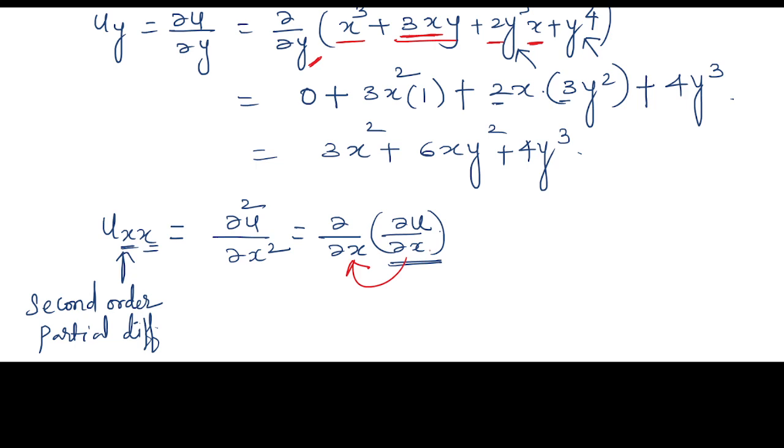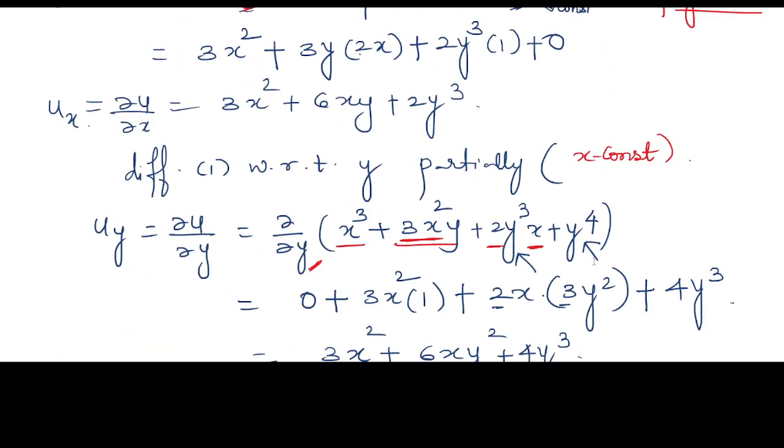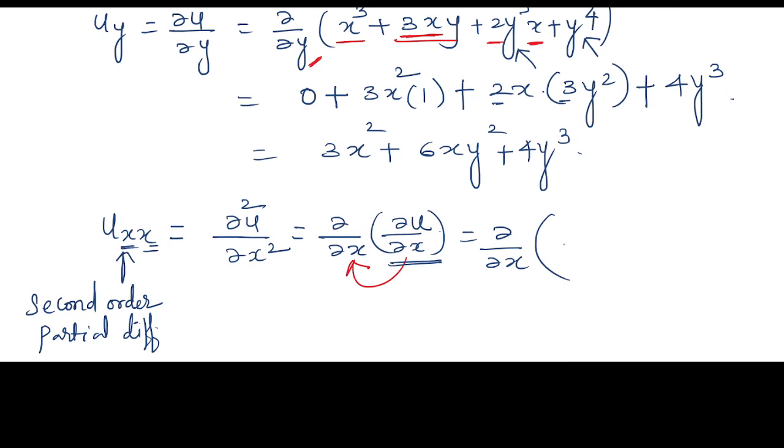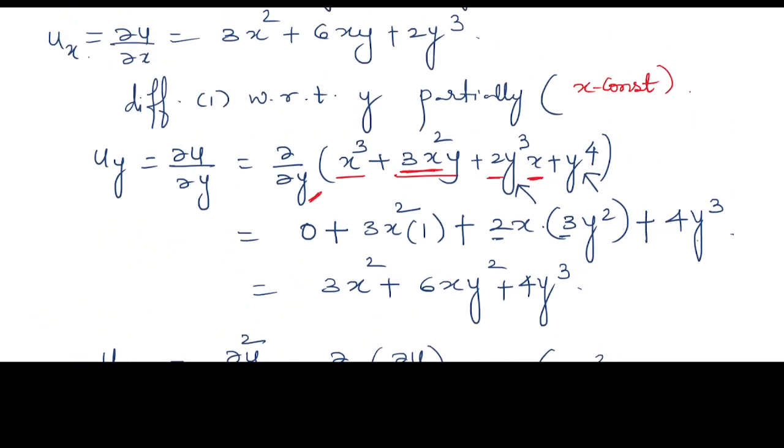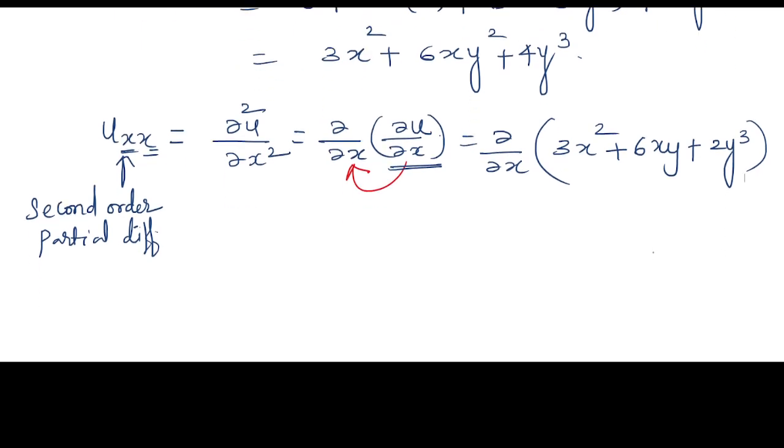Now dabba u by dabba x we already have, so here we will write dabba by dabba x of dabba u by dabba x, which is 3x square plus 6xy plus 2y cube. The value of dabba u by dabba x we have substituted. Now this we have to differentiate with respect to x again.